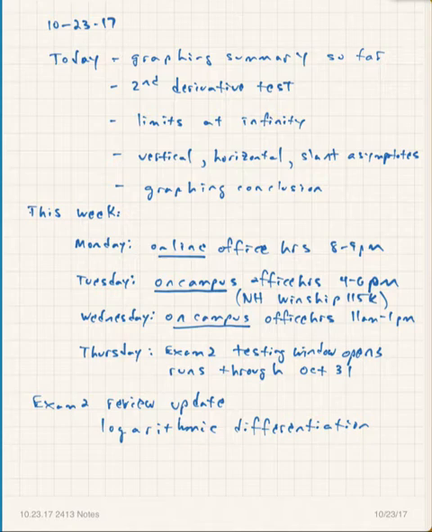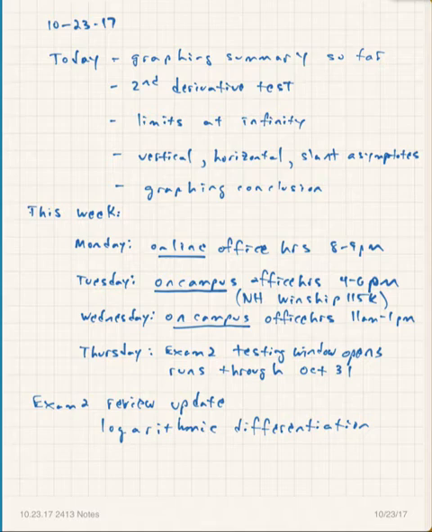So today is a graphing summary. We're going to finish it. First of all, when I say graphing summary, it's what we've talked about so far with graphing in the first and second derivative. And then we're going to move into something called the second derivative test and talk about how we use the second derivative to find relative maxes and mins in certain situations.